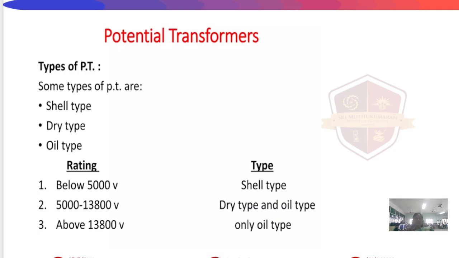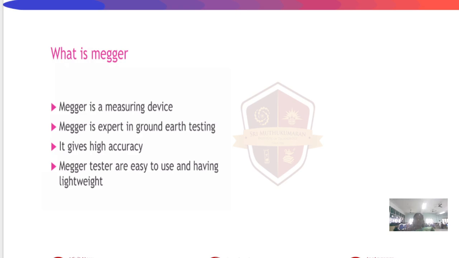Here, let us see the types of potential transformers. Some types are cell type, dry type, and oil type. For a rating below 5000 volts, it is called a cell type potential transformer. For a rating of 5000 to 13,800 volts, it is called a dry type or oil type potential transformer. Above 13,800 volts, only oil type potential transformers are used.